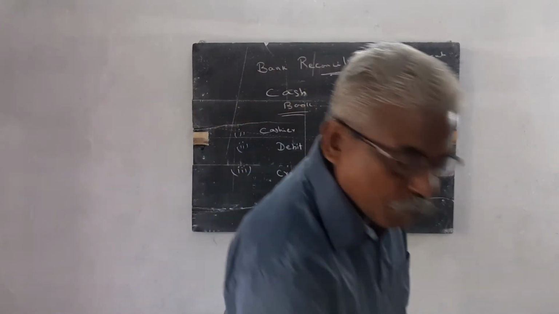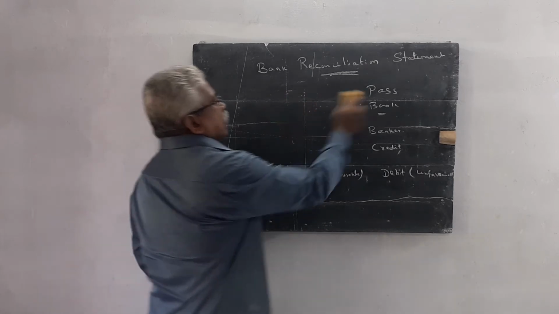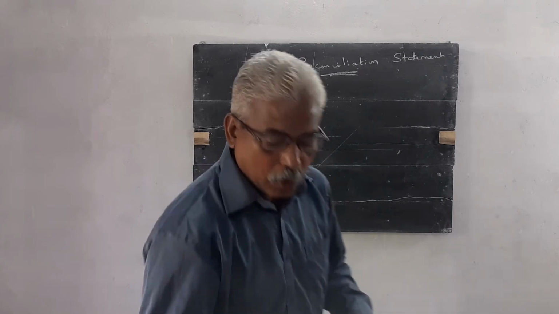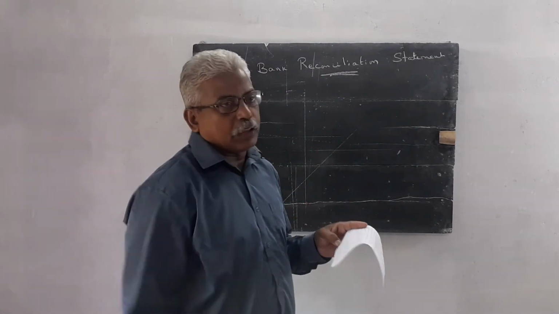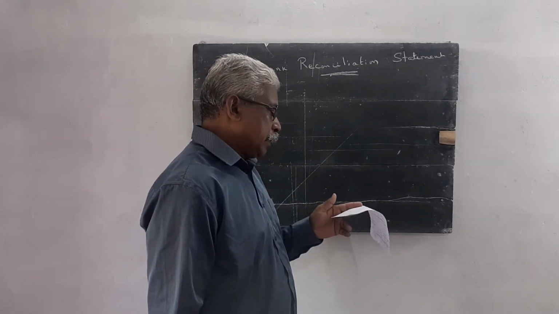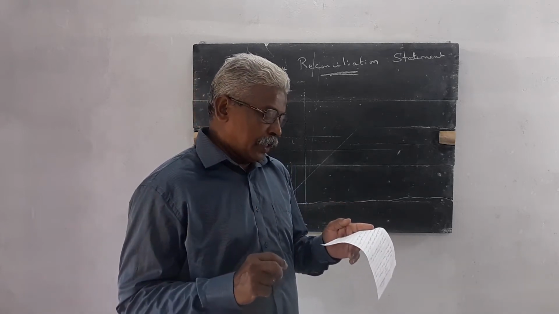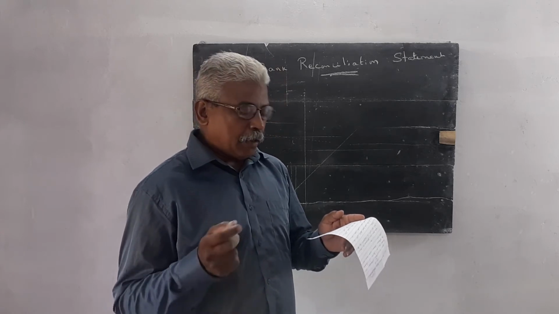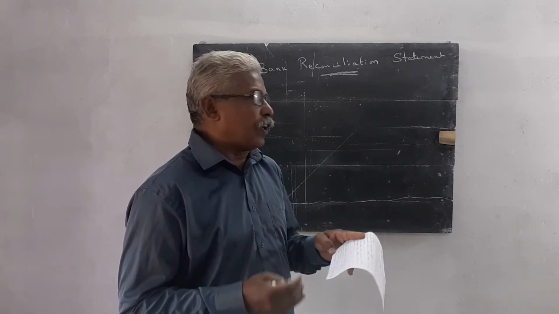Then, how do we prepare the bank reconciliation statement? I have one question given in the textbook illustration. I am going to explain only a small question. The debit balance of the cash book is given. Then, cheque issued but not presented for payment. Bank interest charged by the banker. Cheque deposited but not yet credited by the bank. Rent paid by the bank as per our standing instruction. Only 5 points are given.